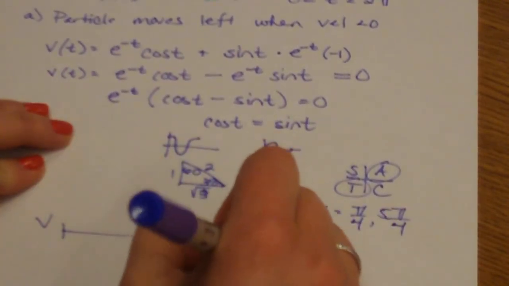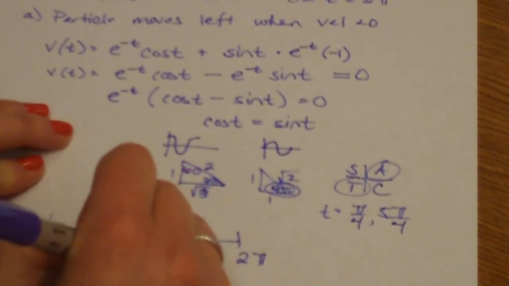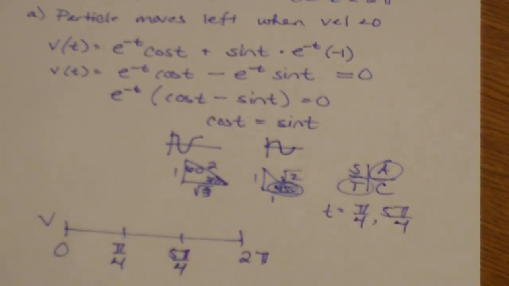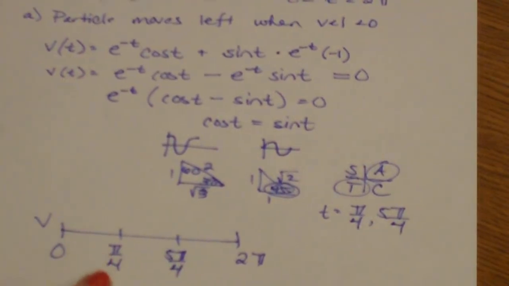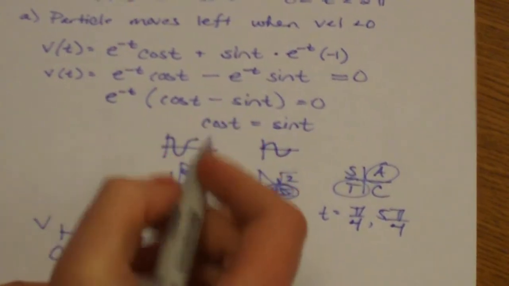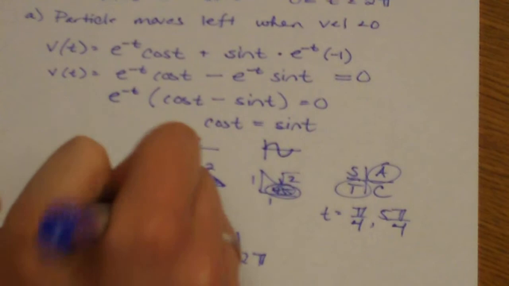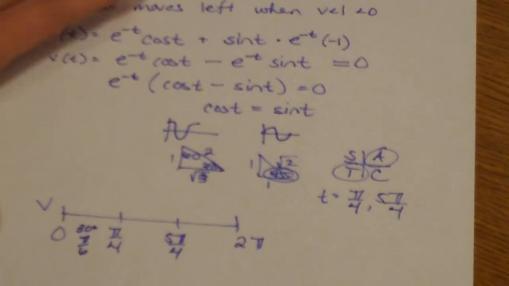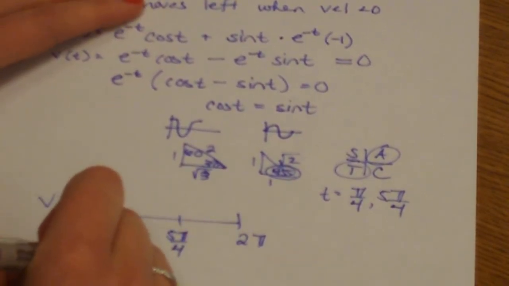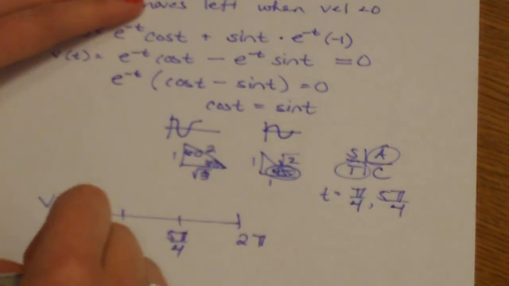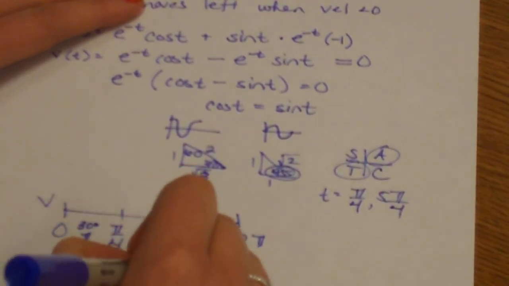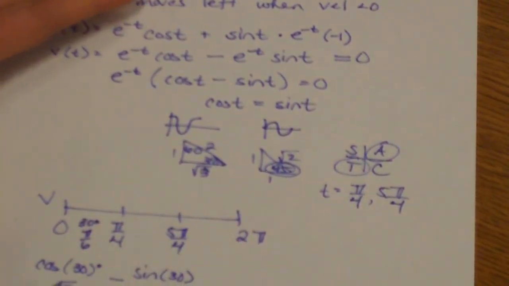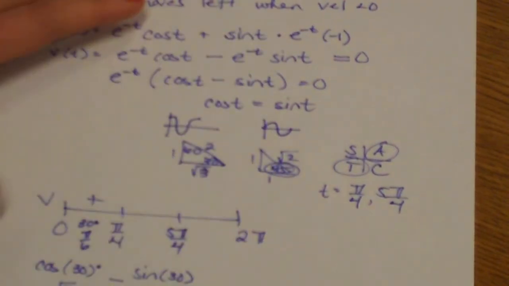Velocity number line, 0, 2 pi, I've got pi over 4, I've got 5 pi over 4. Here we go. So I need to figure out what are my signs, what's happening here. In between 0 and pi over 4, I could use 30 degrees, which is pi over 6. So if I look at 30 degrees, cosine of 30 is radical 3 over 2 minus sine of 30, which is 1/2. Radical 3 is 1 point something, so this is going to be a positive number.